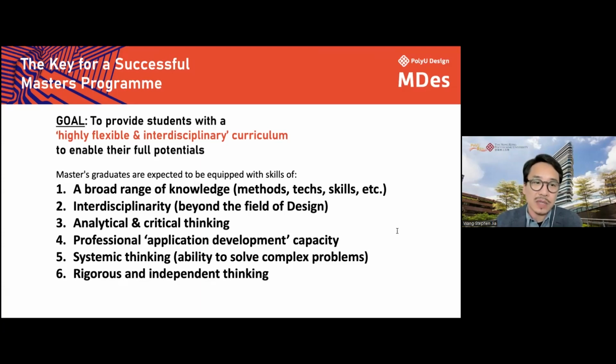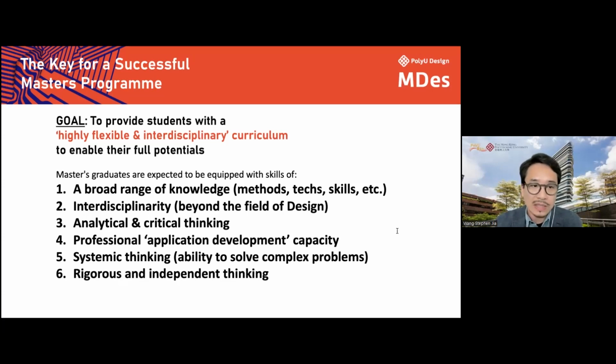Our master's graduates are expected to be equipped with a broad range of knowledge, such as methods, techniques, and skills, etc. That will depend on your background as well. If you're from, for example, an engineering background, you can emphasize more on the technical aspects.